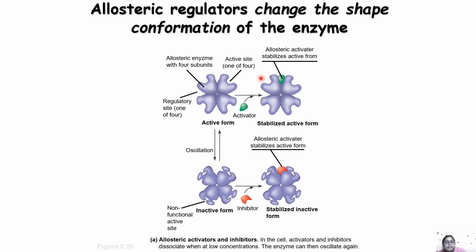For example, here, it's an allosteric activator. So it stabilizes the active form. But in the case of an allosteric inhibitor, it basically stabilizes the inactive form. That is the role of allosteric regulators.